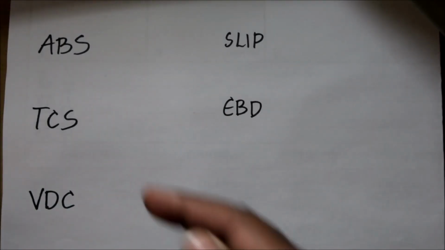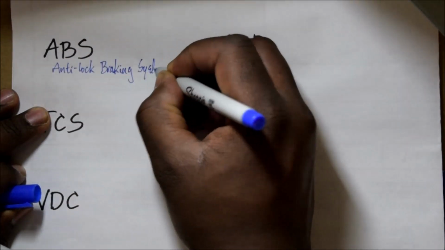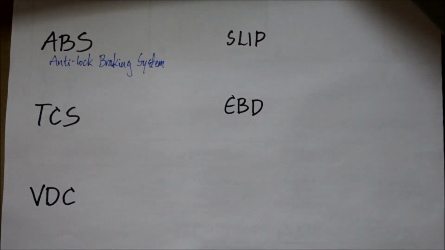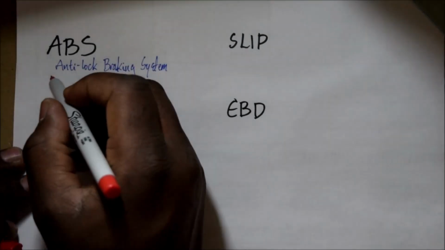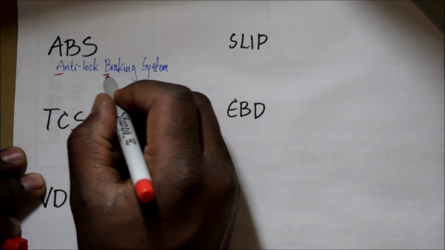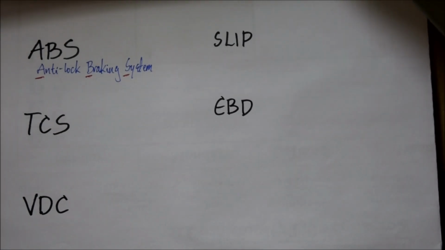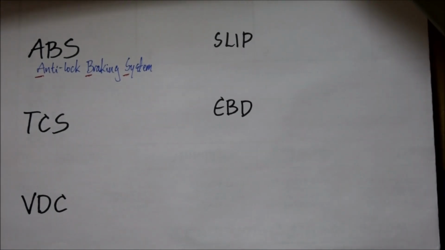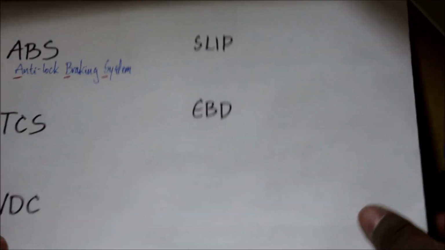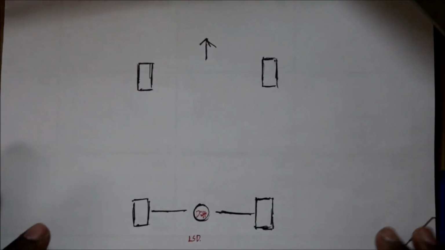Okay, so let's jump back to the other side. First thing we're going to talk about is the ABS. As you can see, the letters come from there. Anti-lock braking system. The purpose of the system, as hinted at in the description, is to prevent locking of something during the process of braking. So let's explain what happens here.